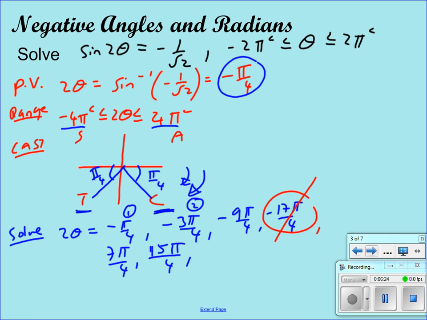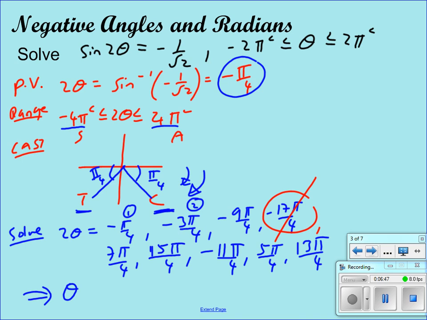So let's do solution number 2. So minus 3 pi over 4 minus 8 pi over 4, that gives me minus 11 pi over 4. If I did it again, it would be out of range. So I go the other way, minus 3 pi over 4 plus 8 pi over 4, I get 5 pi over 4. Do it again, 13 pi over 4. If I did it again, out of range.